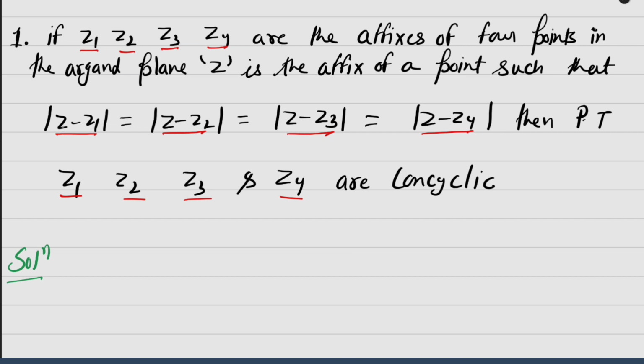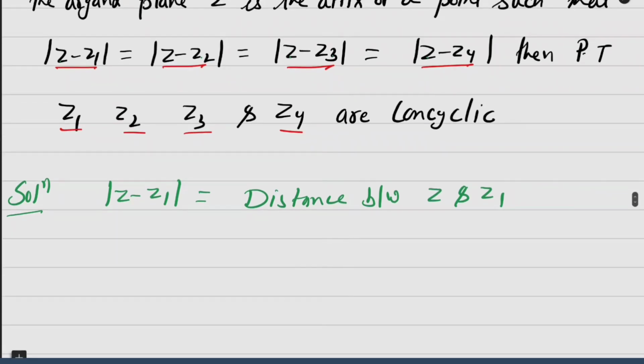Okay, here z minus z1, so what does z minus z1 represent? Distance between z and z1. Similarly, this is the distance between z and z2, this is the distance between z and z3, this is the distance between z and z4, and all the distances are the same. Okay, means the distance of z from z1, z2, z3, z4, all are the same.